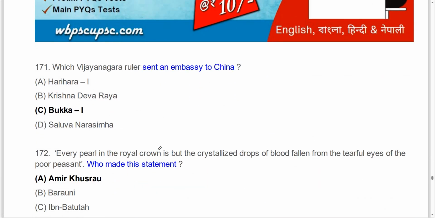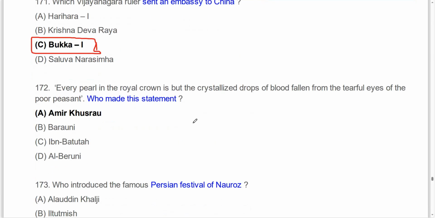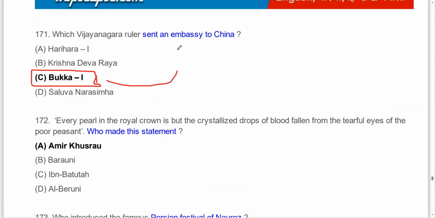Moving on to the next question, which Vijayanagara ruler sent an embassy to China? Bukka the First. Harihara and Bukka established the Vijayanagara Empire. The Vijayanagara ruler who sent an embassy to China was Bukka the First.